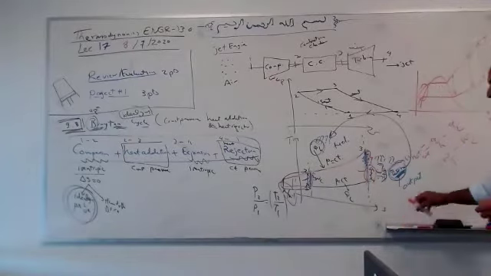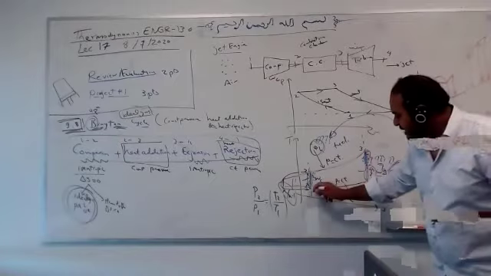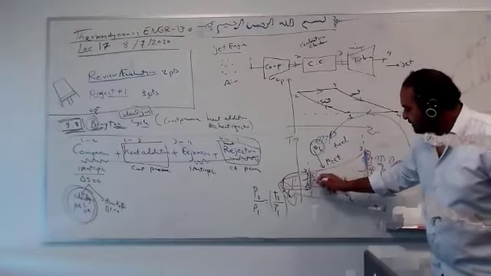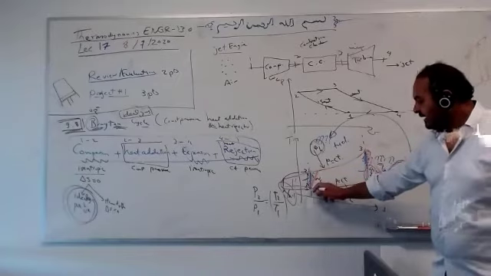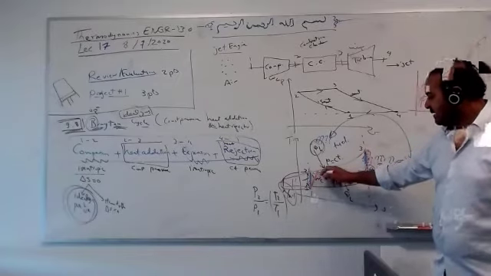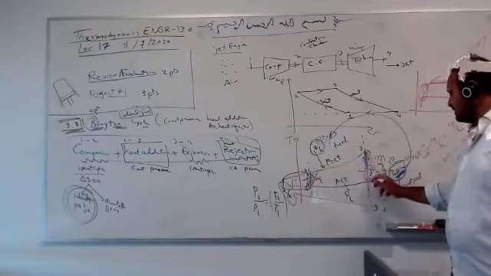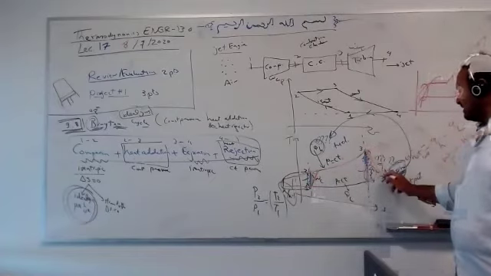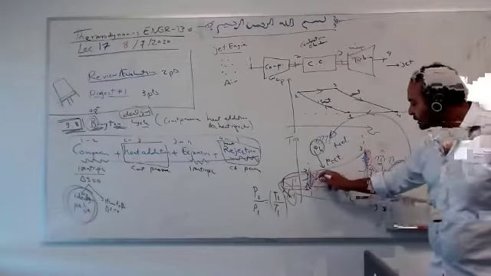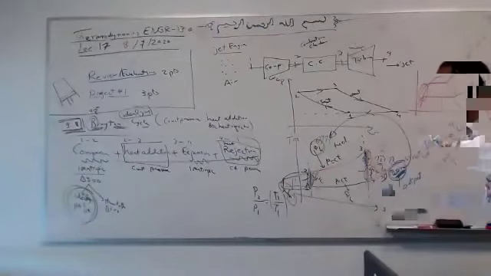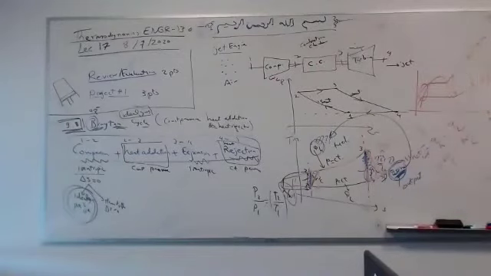In reality, that's not correct. In reality, we have losses. You remember when we talked about this? So this line, in reality, goes a little bit like this, and this line, in reality, goes a little bit like this. It means I get less in the turbine and I pay more in the compressor. But for now, we're going to assume it's ideal.